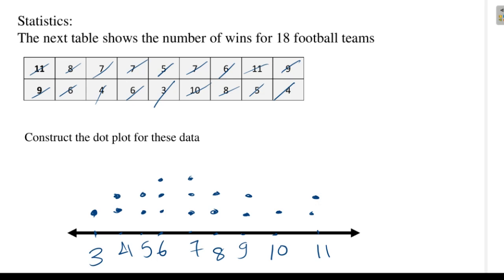If you ask a question like, what is the mode for these data? The mode is the most repeated values. What is the most repeated values here? We have two values that are the mode, 6 and 7. So 6 and 7 are the mode.